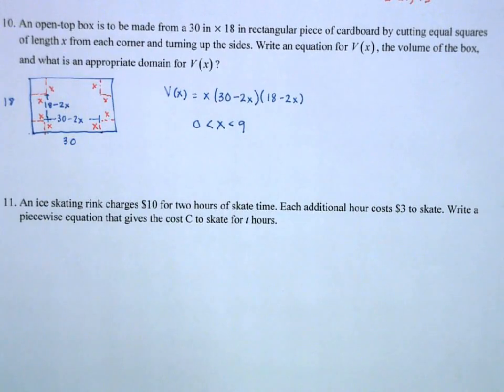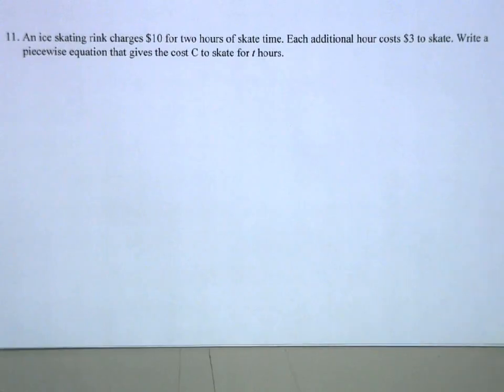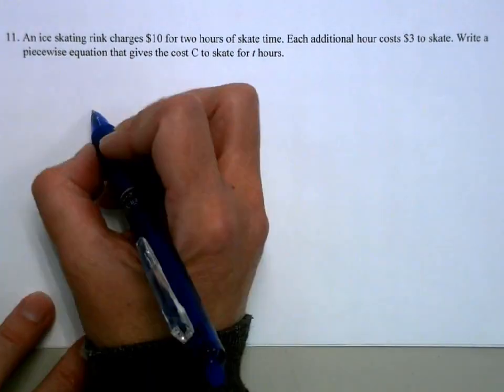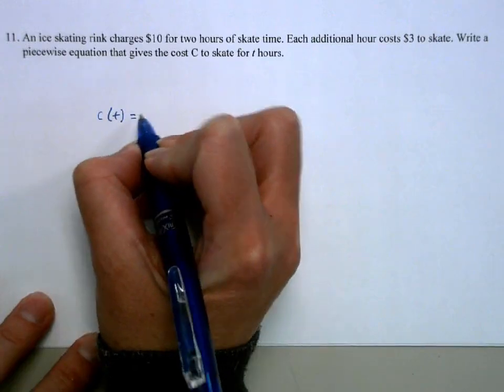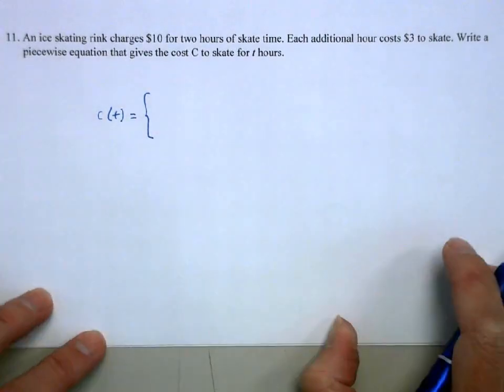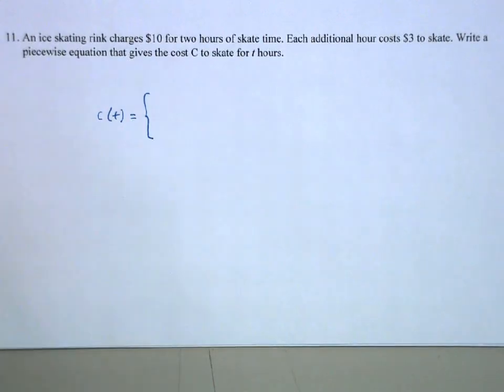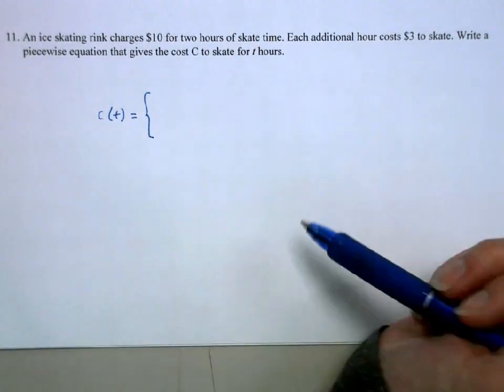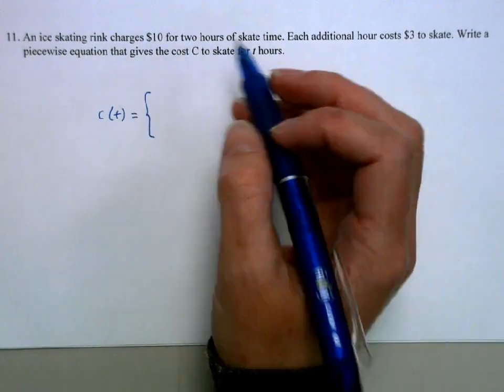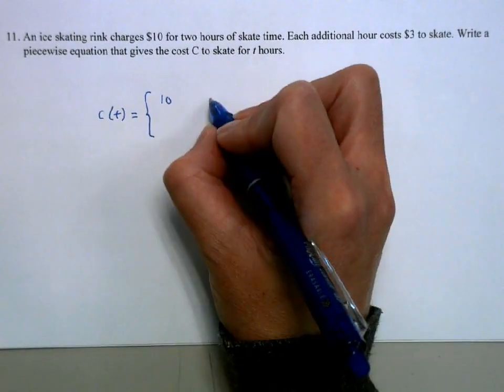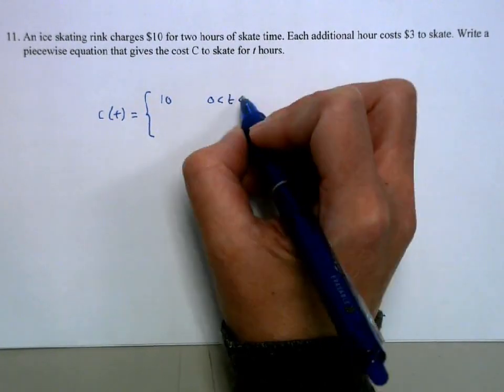Okay, next model we're going to make. An ice skating rink charges $10 for 2 hours of skate time. Each additional hour costs $3 to skate. Write a piecewise equation that gives the cost C to skate for T hours. So this piecewise is going to have 2 equations, one for the first 2 hours and one for the additional hours. So we have a flat fee of 10 when we have been skating for 0 to 2 inclusive. If we stop at 2 hours, we're good with $10.